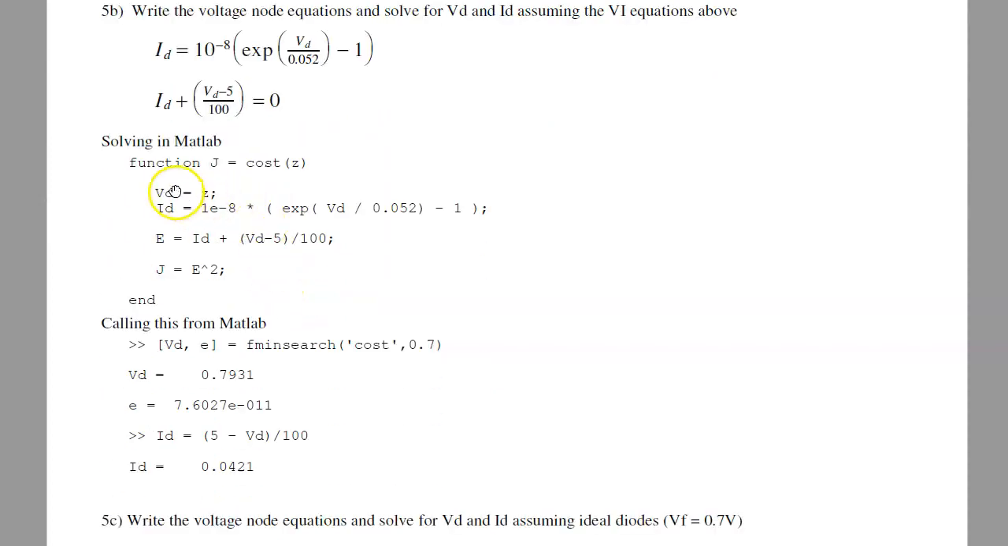And in MATLAB I can solve. I'm going to first guess the voltage, VD. Given VD, I can find ID. Given ID, this should be 0. Instead of making a 0, just make an error.